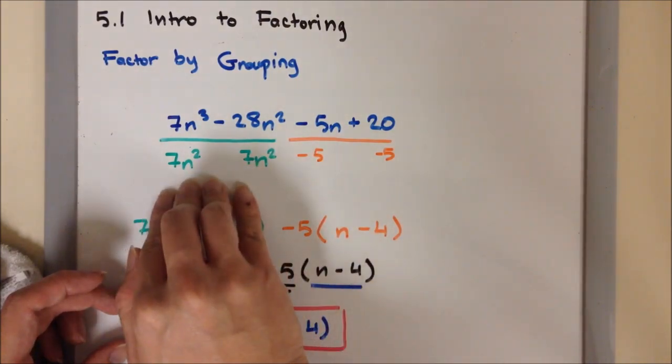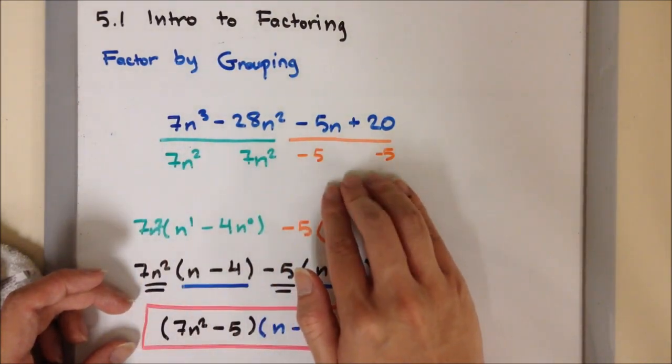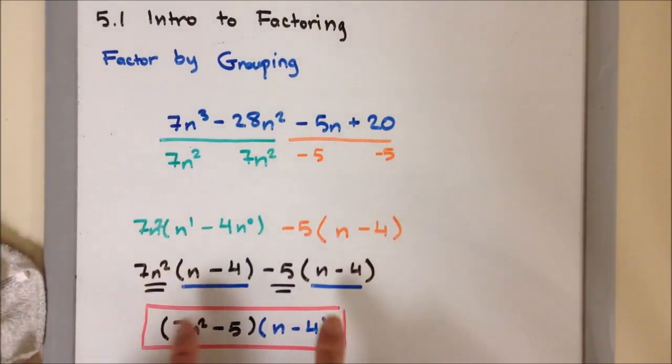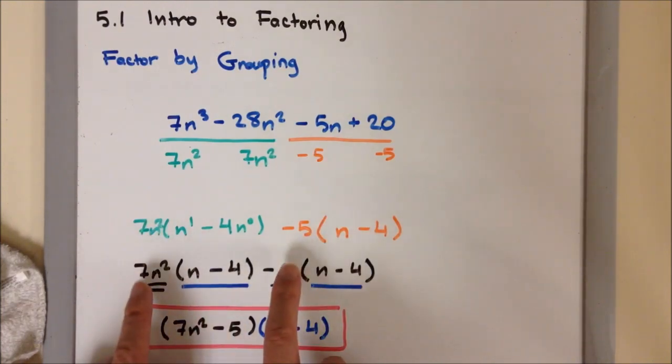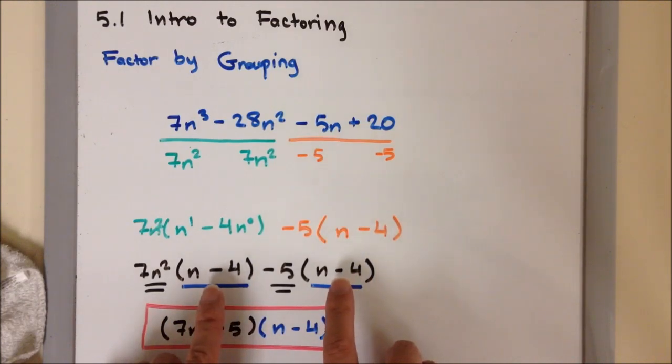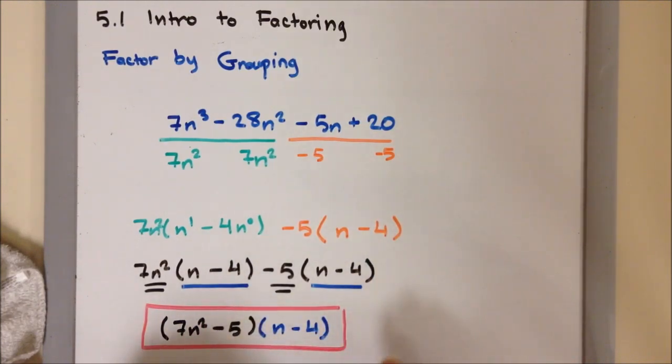Find the GCF on the left side, find the GCF on the right side, and then when you finish factoring by GCF, you see that these sets of parentheses are exactly the same. So group the outside factors as one, then the ones that are the same, just write it once, and that's it.